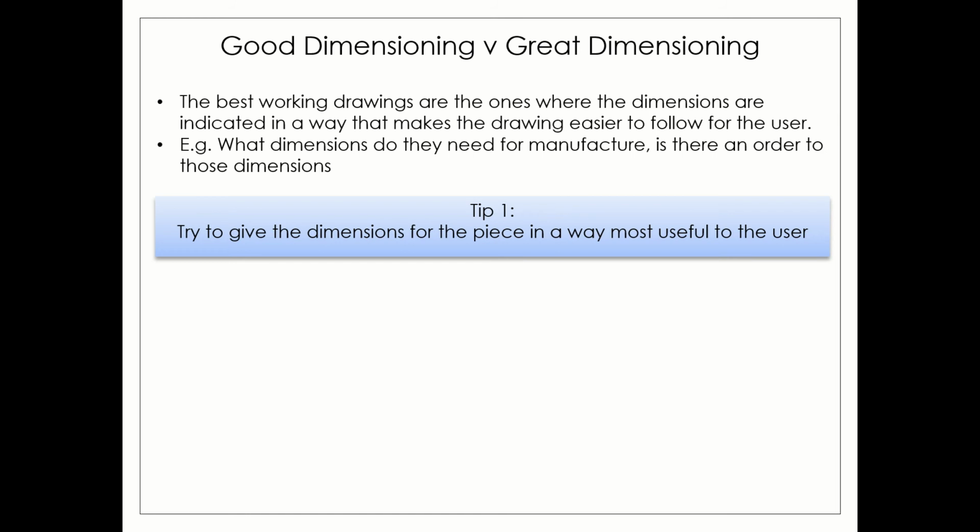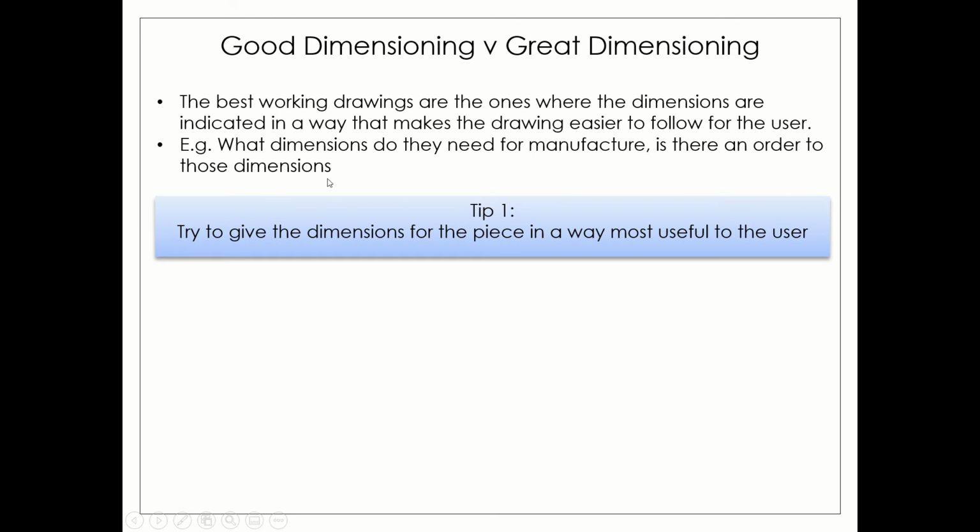Let's just talk about good dimensioning first of all and great dimensioning. You can have all the dimensions that you require on a drawing, and it's a perfectly functional drawing and it's a good drawing. But in order to make it a great drawing, what makes the difference is how usable or readable the drawing is. That when you hand the drawing to someone, they're able to work with the drawing as easily as possible. When they're looking for a dimension, it's very plainly obvious where that dimension actually is in the drawing. So the best working drawings are the ones where the dimensions are indicated in a way that makes them easier to follow for the user.